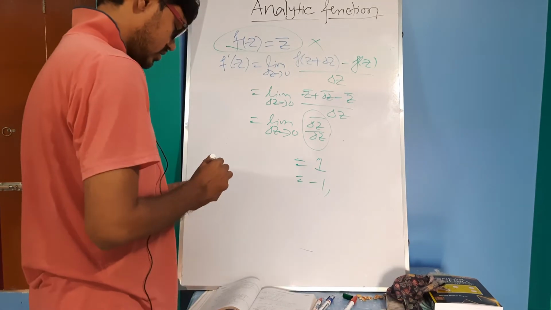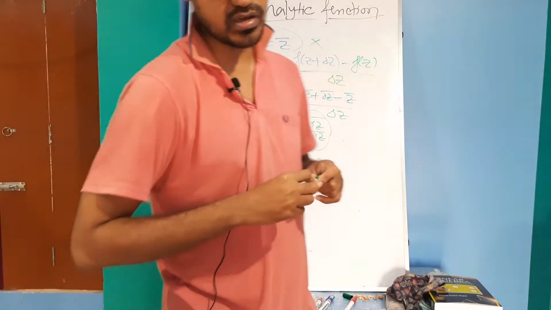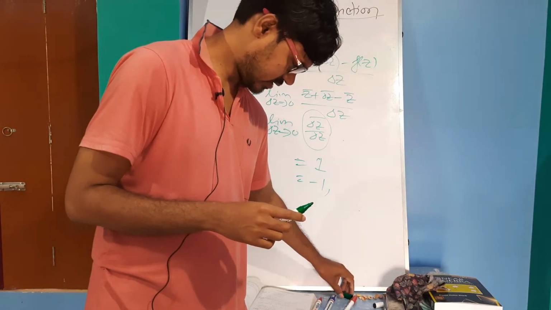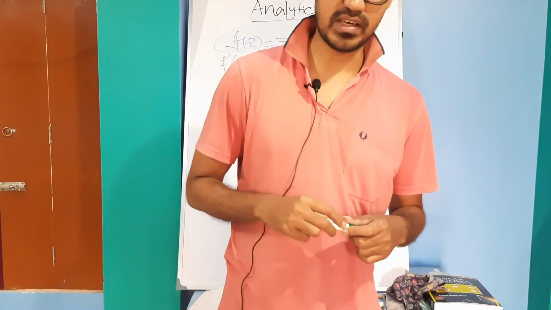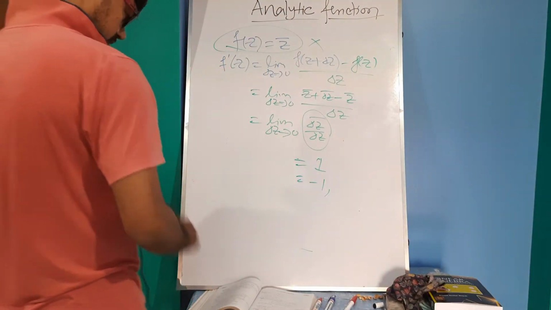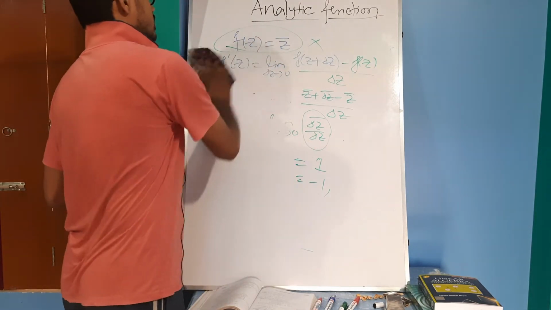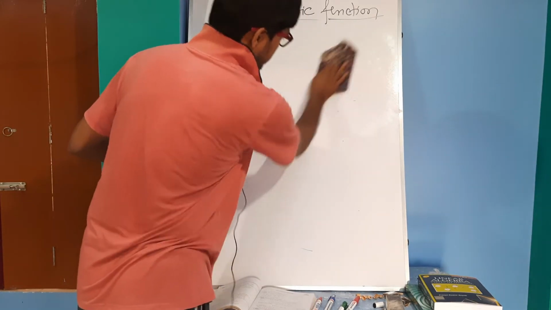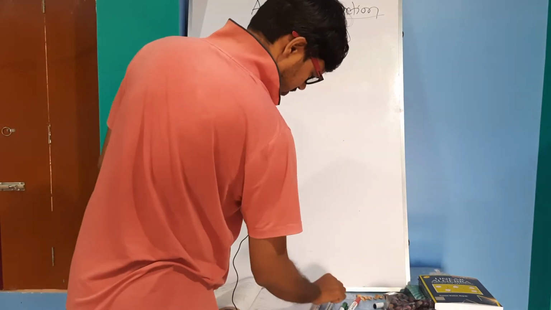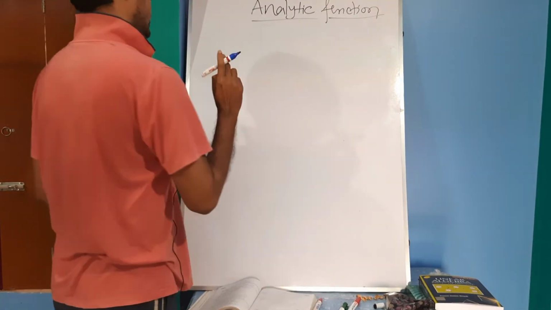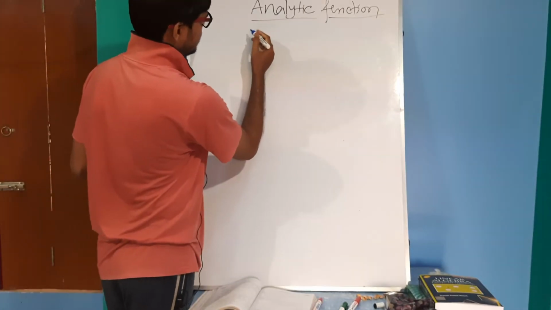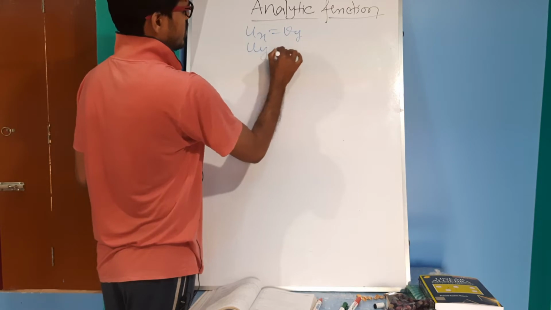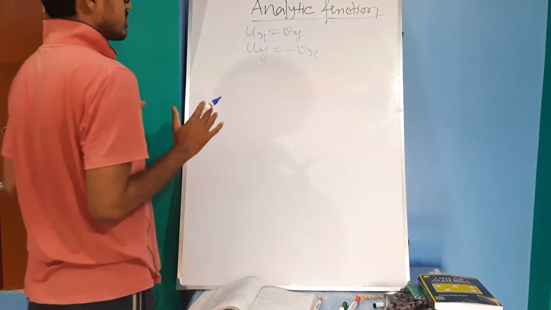Also, we can conclude that if the Cauchy-Riemann equations are not satisfied, then definitely the function is not analytic. Now you can find the polar form of the Cauchy-Riemann equations also. I'm just giving hints, and you can solve it as a task. So u_x equals v_y and u_y equals minus v_x. These are the Cauchy-Riemann equations.